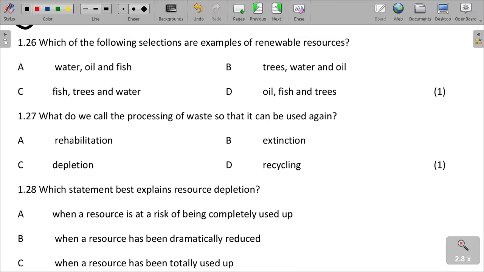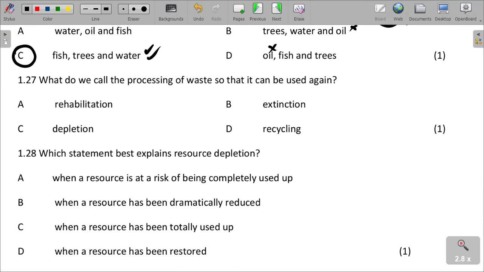It can get finished. Which of the following selections are examples of renewable resources? We can say examples of renewable are water, oil, fish. Oil is not renewable. So it is fish, trees, water. They are renewable resources. Our answer for renewable resources is C.